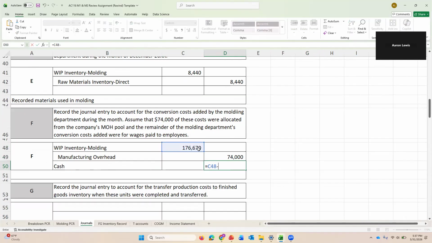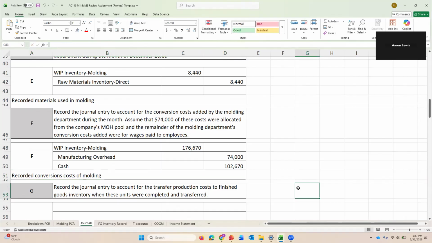So what makes my debits equal my credits? $102,670 in cash was paid to employees, and we booked it in this journal entry where we recorded the conversion costs of molding. And now all of the cost came in.